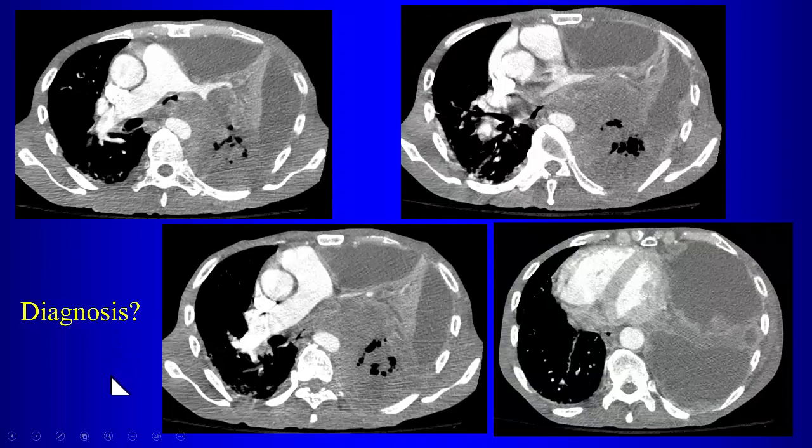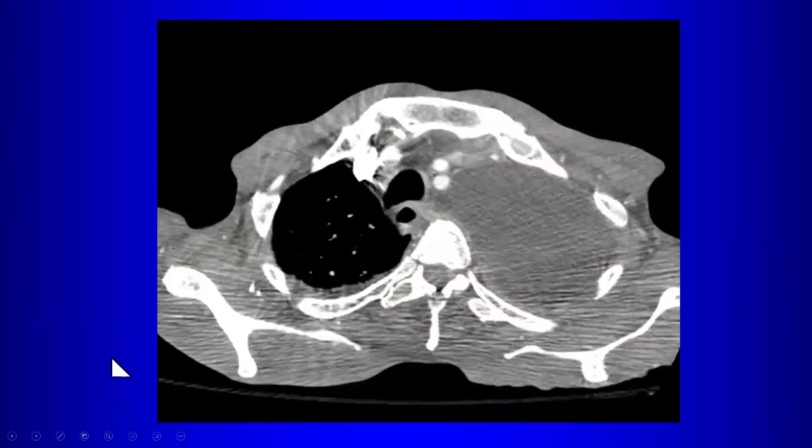And again, this came through the ER. Actually, in this hospital, I find that most of the advanced lung cancers that we see actually come through the emergency room. Right? Most of the cancers we see actually come through the emergency room.